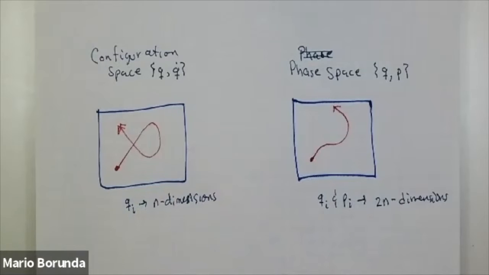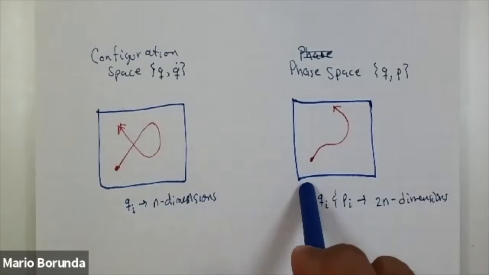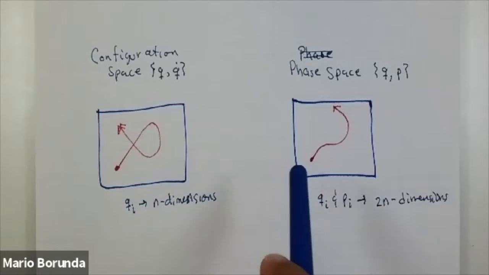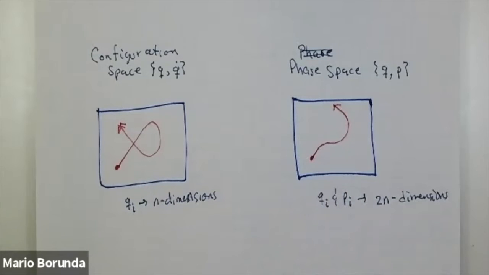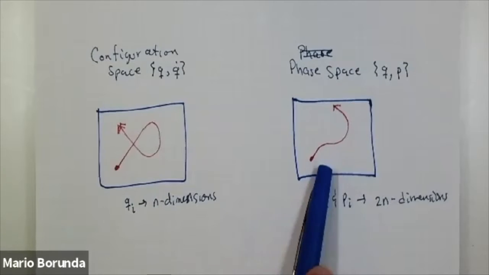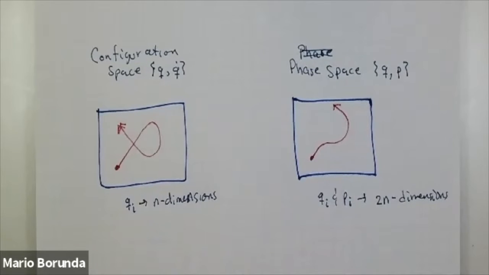Now, the most important thing, though, is that in this 2n-dimensional space that we have here, this point tells us exactly the time evolution of the system. So from an initial point in phase space, you determine the future evolution of the system. And that means that paths don't cross in phase space where we saw that paths cross in configuration space. So that's the main distinction.